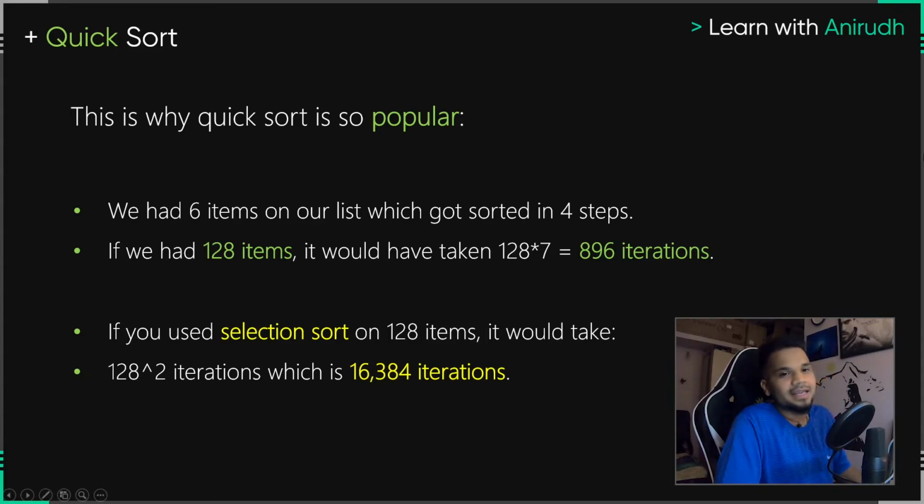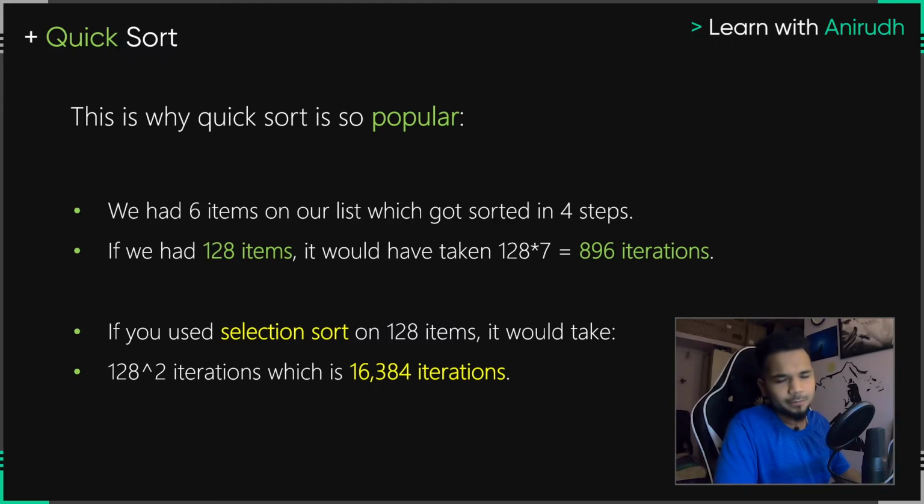Now you might be wondering, hey, big deal, I'm never going to show you an example which has 128 elements. You don't have to manually sit and compare it and do it 900 times almost. That's good. Here is where the catch is. If you use selection sort on the same 128 elements, the worst case efficiency is 128 raised to the power of 2.